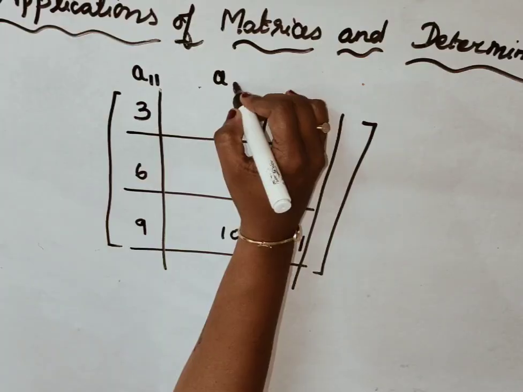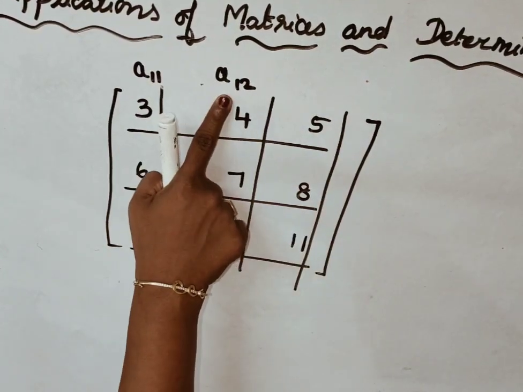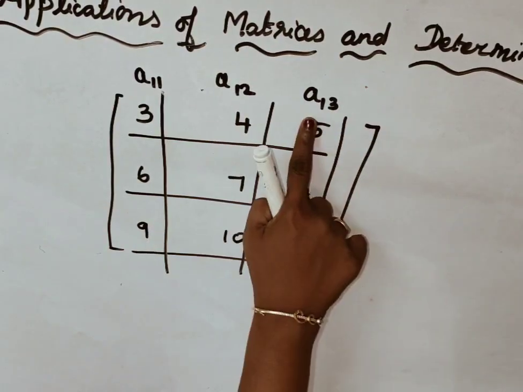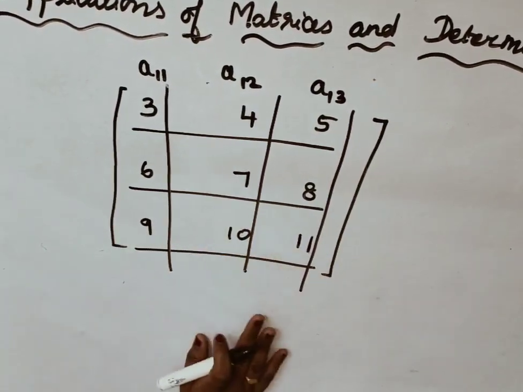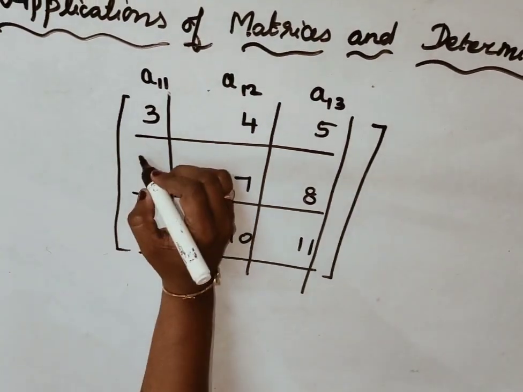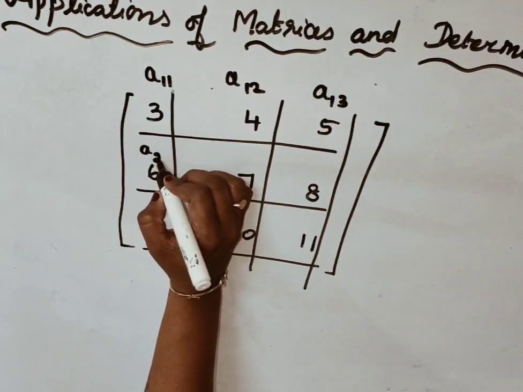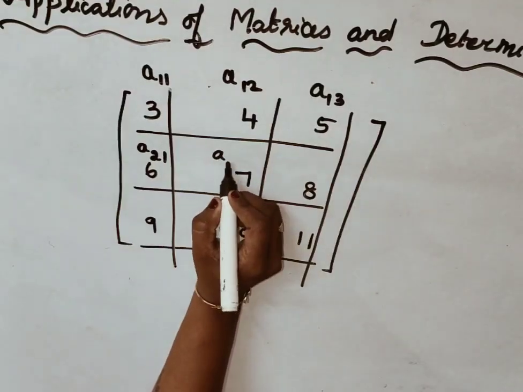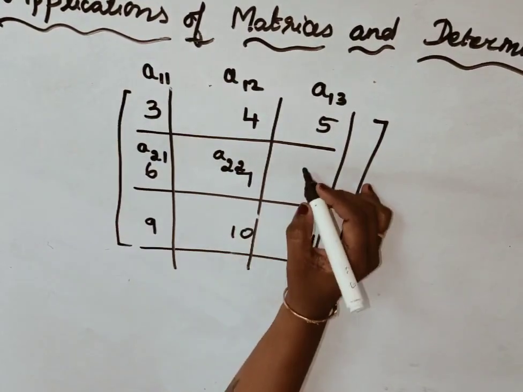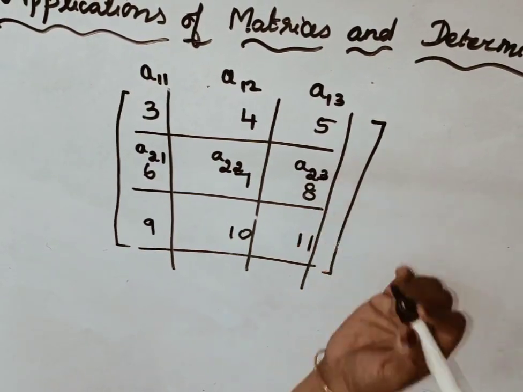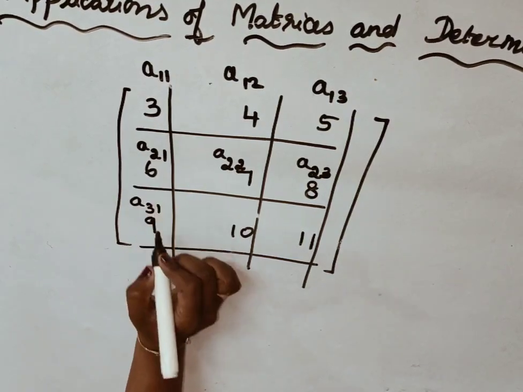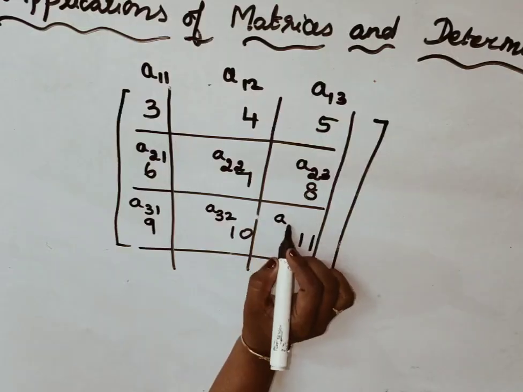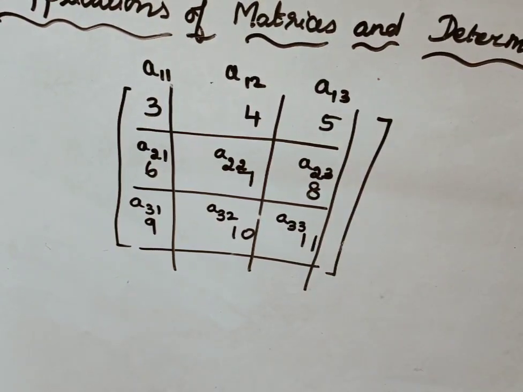This element we can represent as A12, because the 1 represents the row and the 2 represents the column. Then we can represent this as first row, third column. We can represent the remaining elements the same way. This element is 2, 1, which shows it is second row, first column. A22 means second row, second column. A23 means second row, third column. A31 means third row, first column. A32 means third row, second column. A33 means third row, third column.